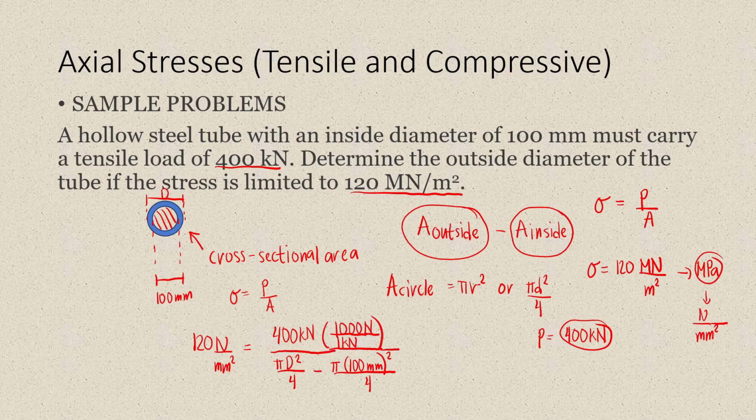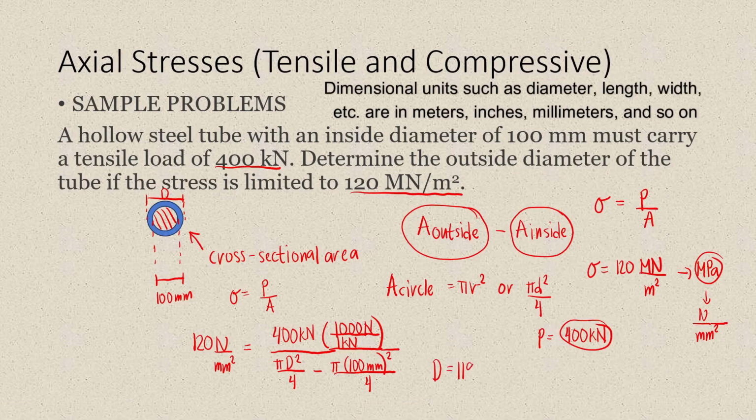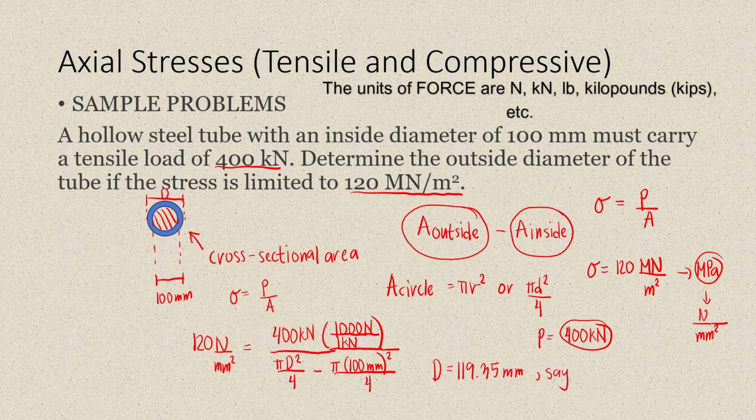Let's just use our calculators. So that will be 120 is equal to 400 times 1000 divided by pi times d squared over 4. Again, this is our unknown. And then minus pi times 100 squared divided by 4. And so press shift solve, we can get our diameter, which is 119.35. However, in reality, there are no available sections that have this actual dimension. And so we'll round up to, let's say, 120 mm.